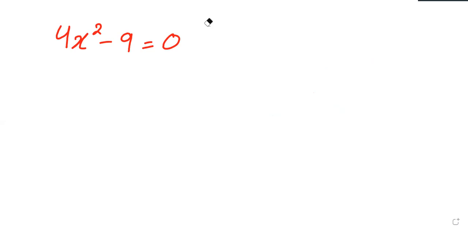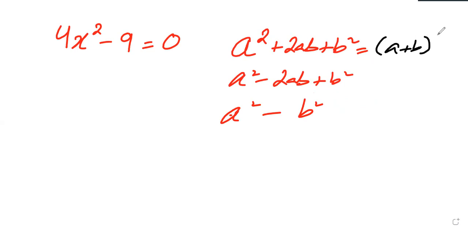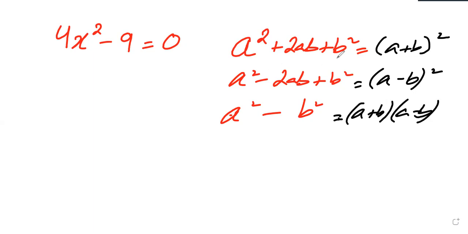Then the third is algebraic identity. We have these 3 algebraic identities: a square plus 2ab plus b square, a square minus 2ab plus b square, then a square minus b square. Whenever we have the first identity, its result is always a plus b whole square. When we have the second identity, the result is a minus b whole square. But whenever we have a square minus b square, the result is bracket a plus b, bracket a minus b.